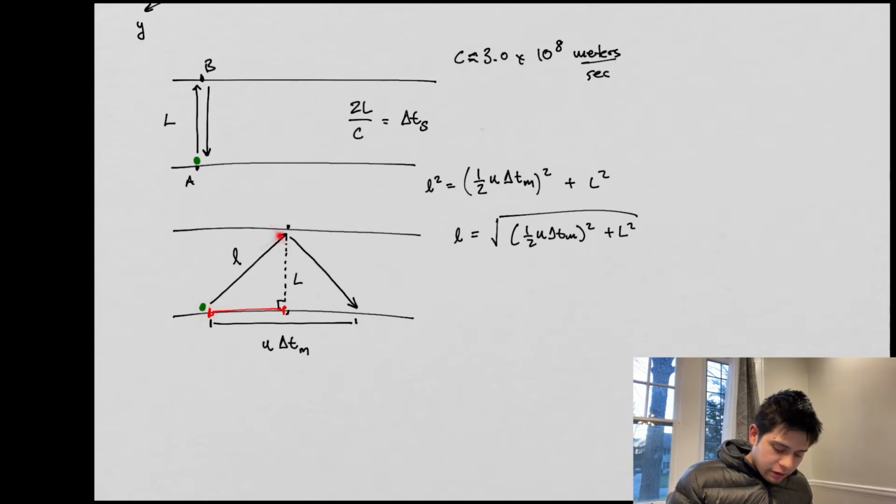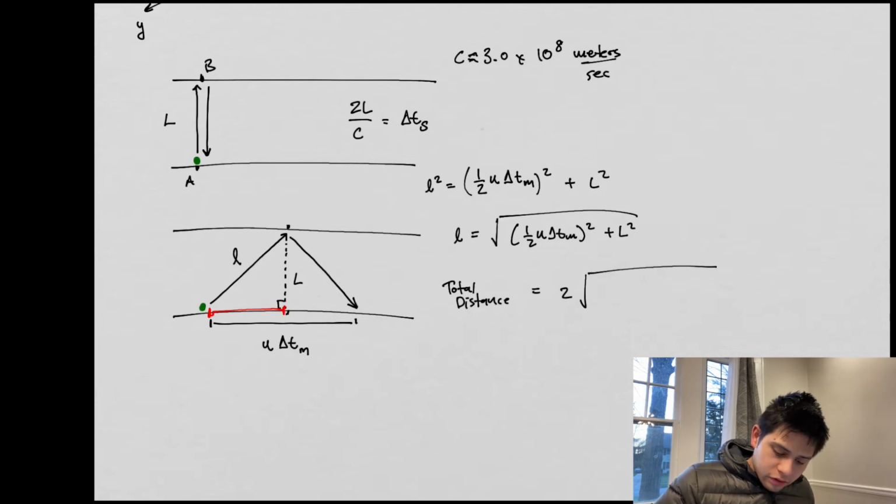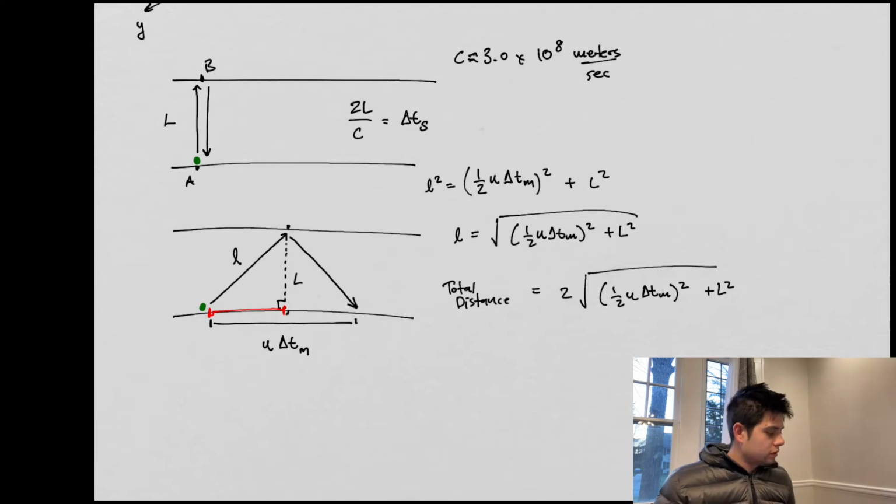And since we have two little l's, because we're traveling between here and here, and then here to here, this is just that times 2, right? So the total distance traveled is equal to 2 times all of this: 1/2 u delta t moving squared plus L squared. All right, so this is all fine and good.